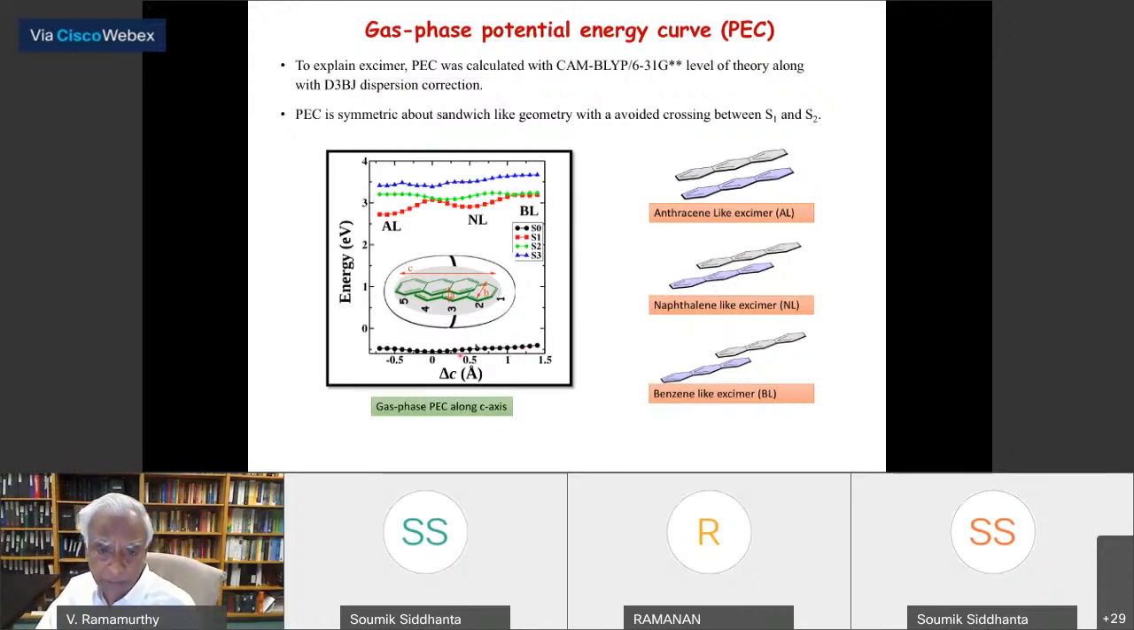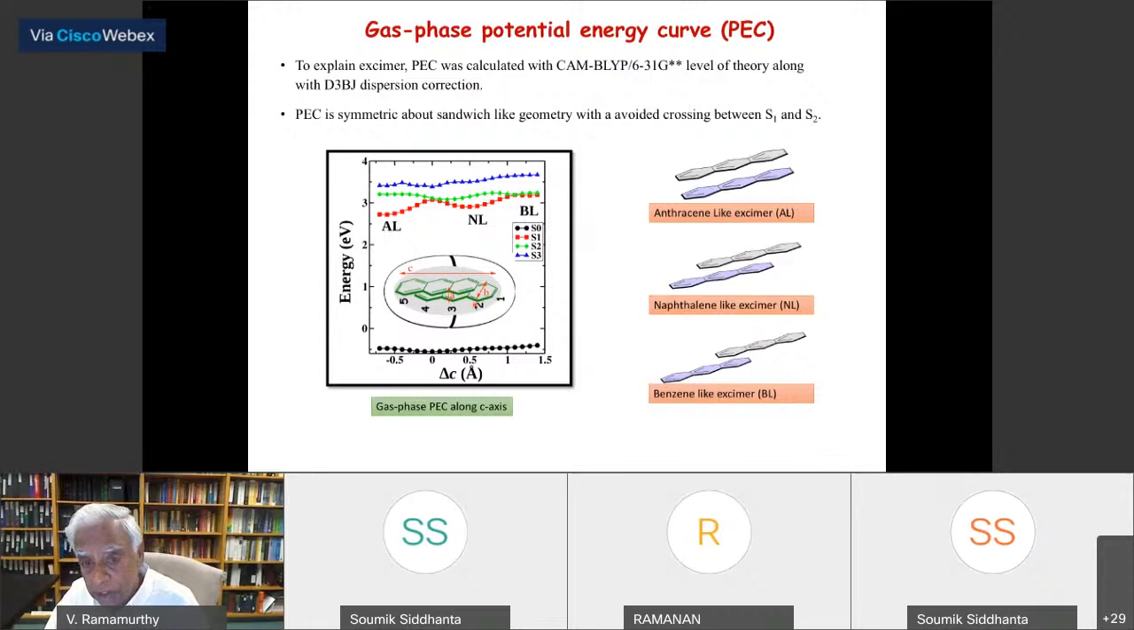So this is the ground state. The red line is the first excited state, second excited state, third excited state. And in the gas phase, the calculations by Varada and the student, Subhajit, show all three: benzene-like, naphthalene-like, anthracene-like. And you see the minimum, that is the most stable one in the excited state. The ground state, it doesn't matter. But in the excited state, as soon as you excite one of them, it wants to get closer. Anthracene-like is the most stable one in the gas phase. That means the whole molecule moves, gets closer, and then also slips a little bit along the B-axis. Okay, so this is the gas phase.